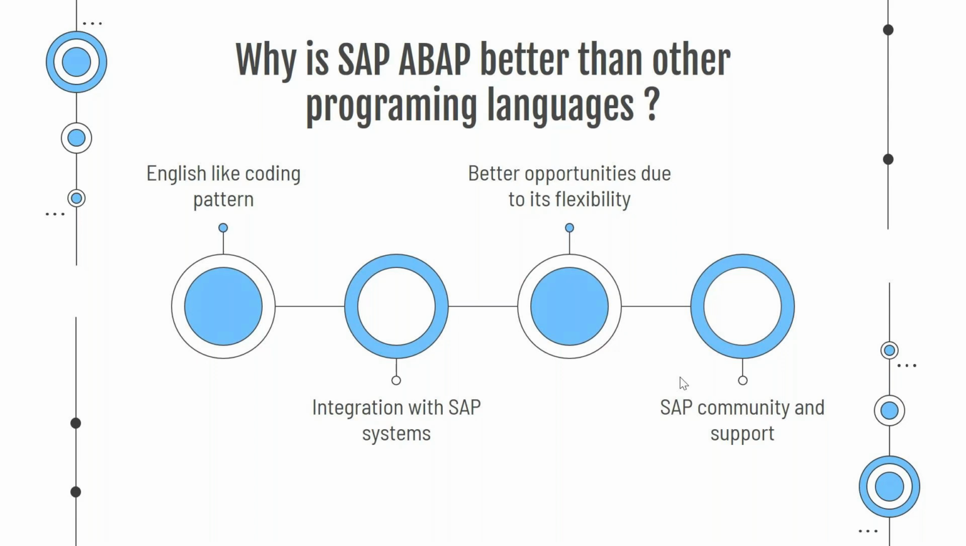Now let's see why SAP ABAP is a better programming language than other competitive languages like C language, Python, R programming, etc. So the first and most important point is it has an English-like coding pattern. That means if you are able to understand English, if you are able to write in English, then you are an ABAPer. The reason being, we will not have any complicated syntaxes in ABAP.